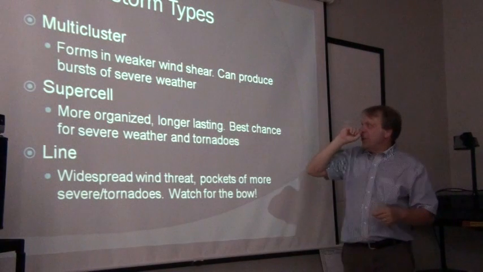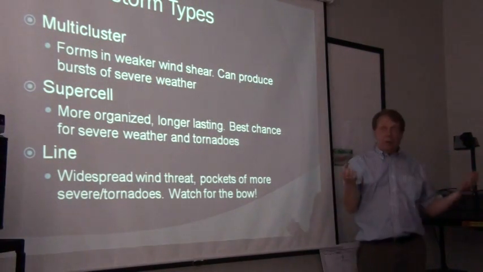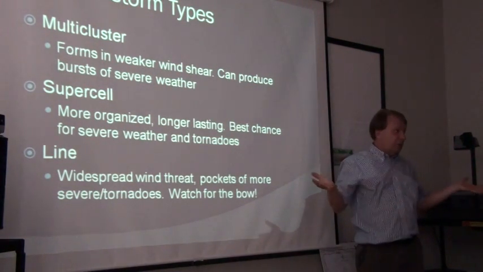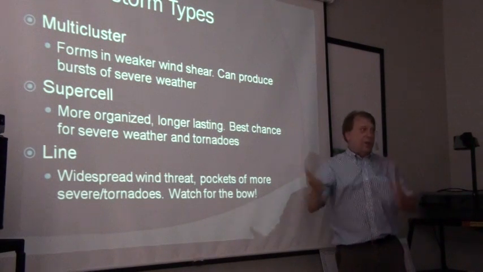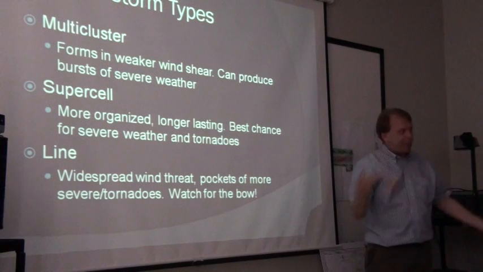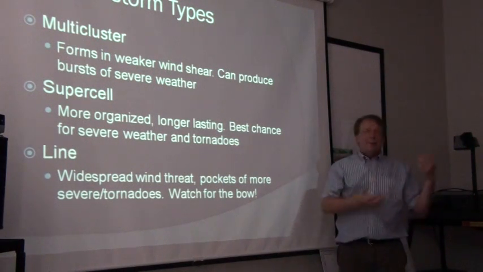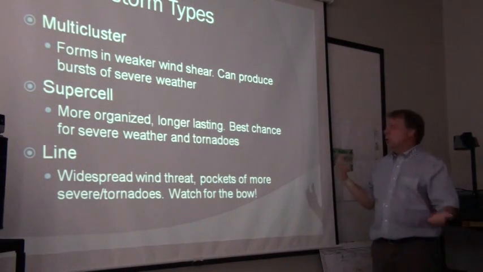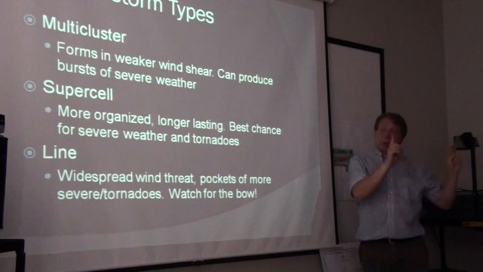You can get severe weather out of that, but it tends to come in bursts when it organizes. And then when it falls apart, you lose the severe weather, and then in a couple more minutes it moves to the next county. All of a sudden it's organized again. It dumps some hail, then it falls apart. So it goes through this kind of cycle. So it can produce severe weather, but it's not the supercell.